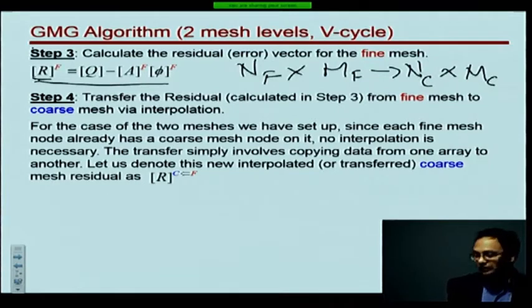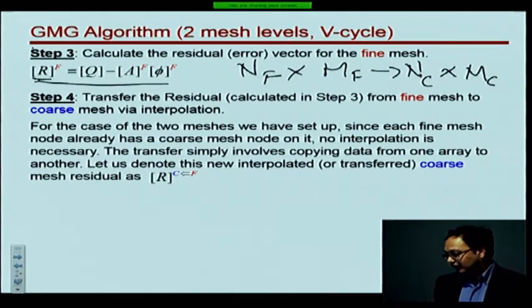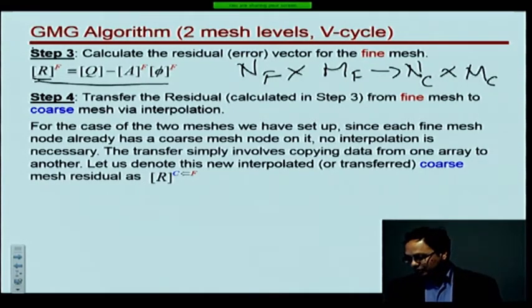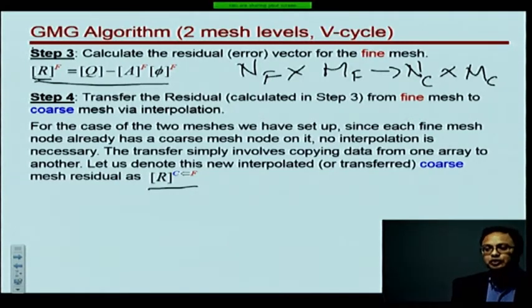And that residual, we are now going to give it a new name. We're going to call it the residual on the coarse mesh that was transferred from the fine mesh. So that's the symbol we are using here to denote that. This is actually residual on the coarse mesh, but it wasn't calculated on the coarse mesh. It was calculated on the fine mesh and then transferred over. Everybody get that? So that's step 3.